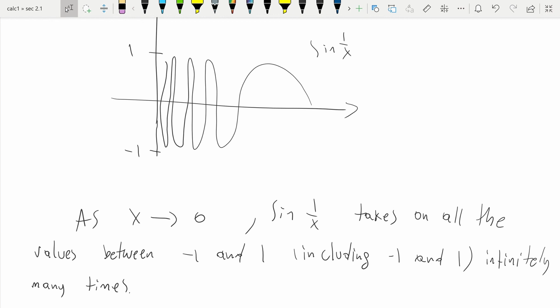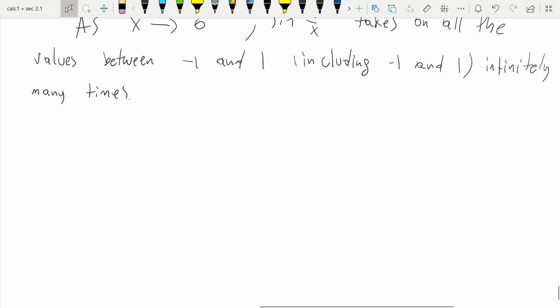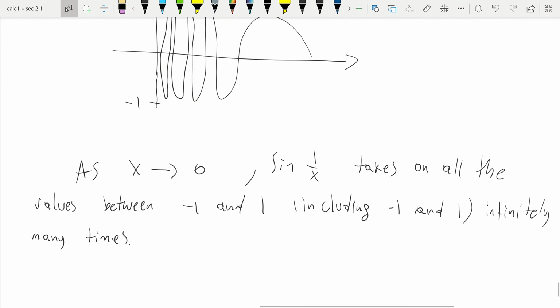So if it were getting closer to a number, say 1/2, then you start to see a trend where it doesn't move too far from 1/2 as you get closer to 0. But this is not the case. So you cannot have a limit. And you cannot have a one-sided limit in this case.